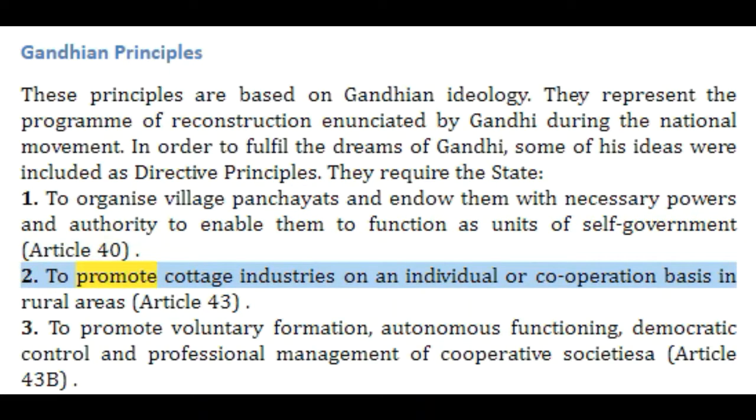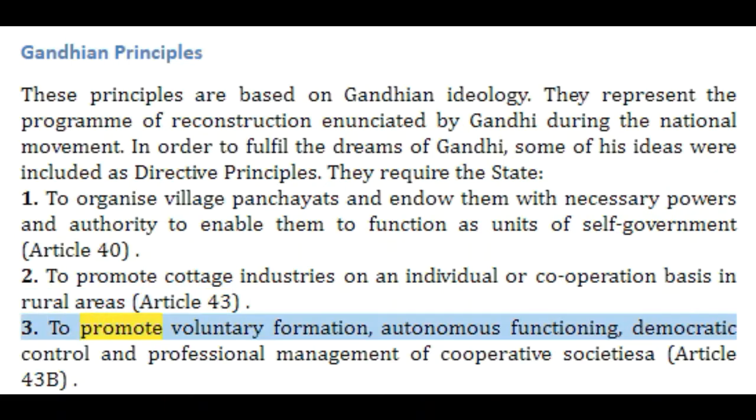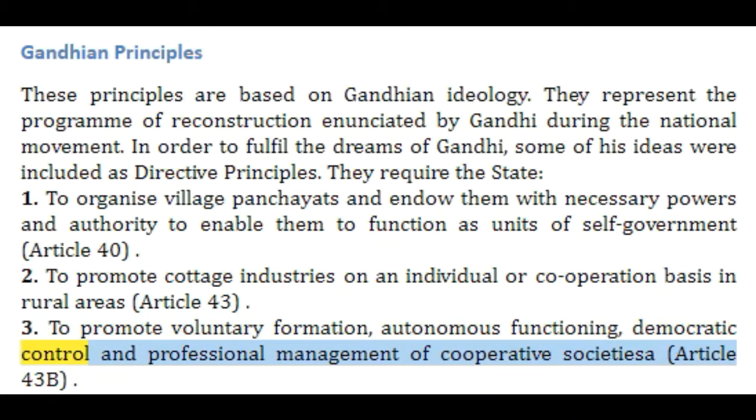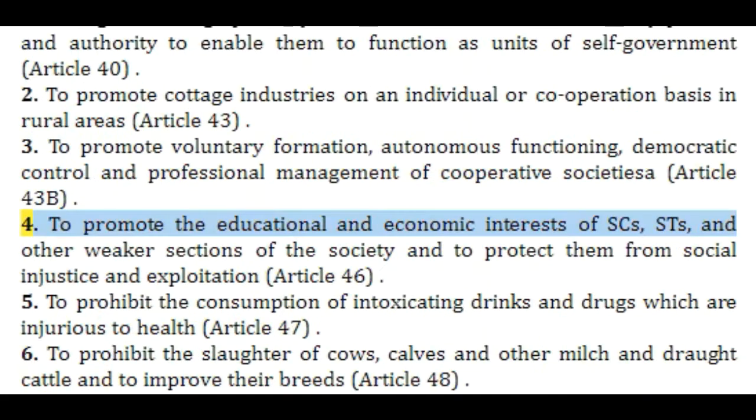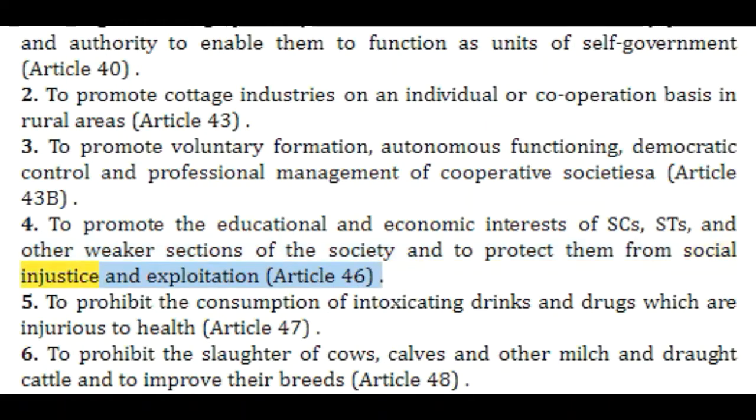To promote cottage industries on an individual or cooperation basis in rural areas. 3. To promote voluntary formation, autonomous functioning, democratic control, and professional management of cooperative societies. Article 43B. 4. To promote the educational and economic interests of SCs, STs, and other weaker sections of the society, and to protect them from social injustice and exploitation.